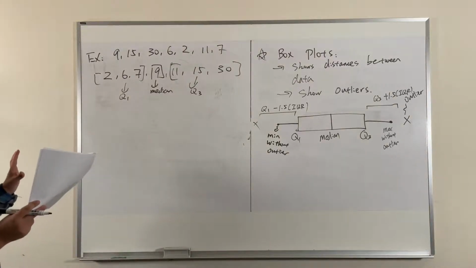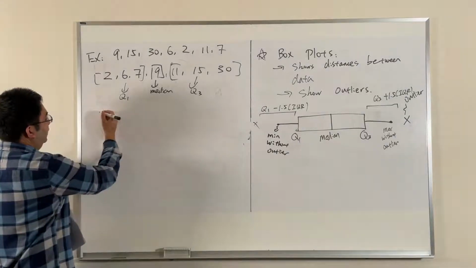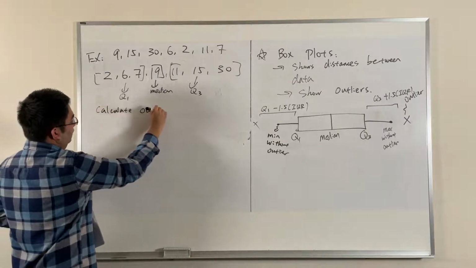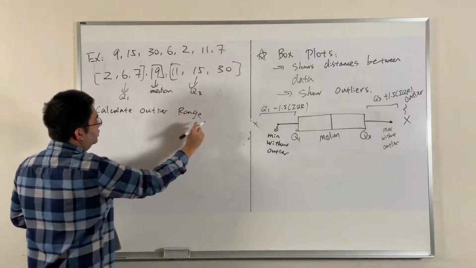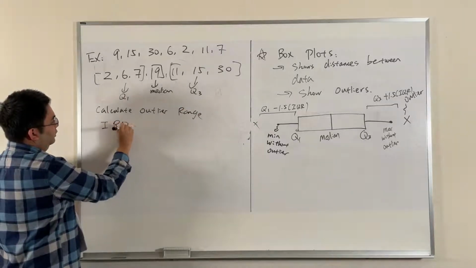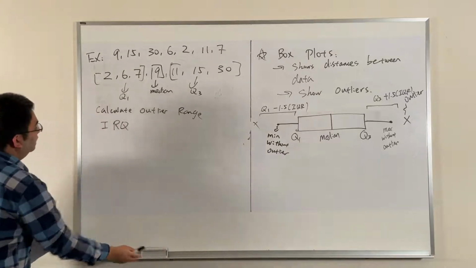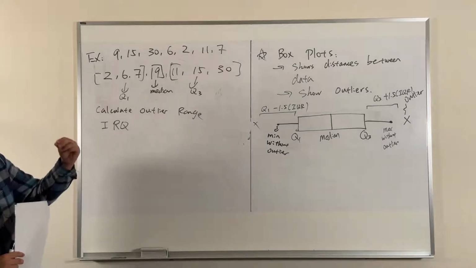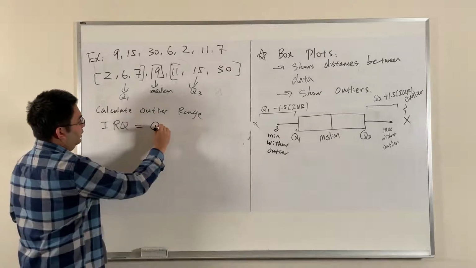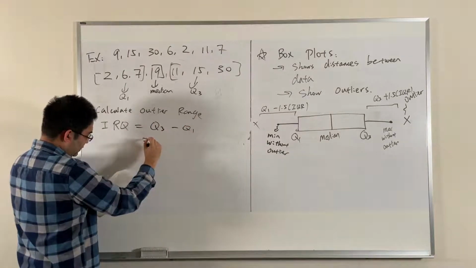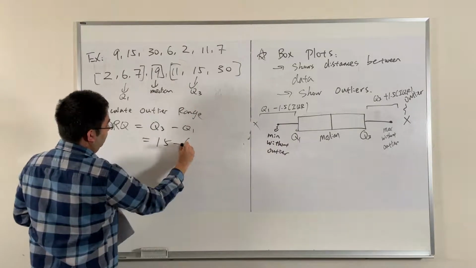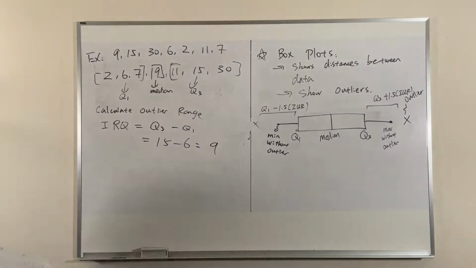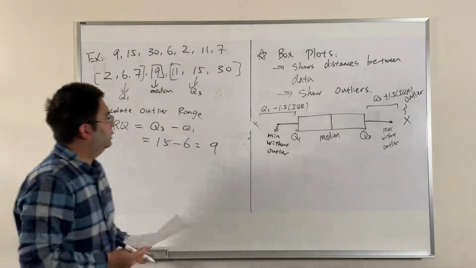Next, I want to calculate the outlier range first. To calculate your outlier range, you need one important value: the interquartile range. That's equal to Q3 minus Q1. In this case, it's 15 minus 6, which equals 9. Okay, very good. Let me do it on this side.